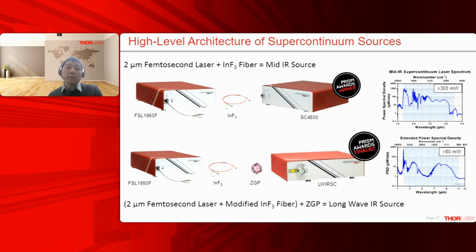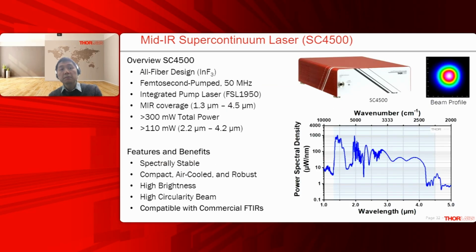In terms of power output, the SC4500 can deliver more than 300 milliwatt output power, and the long wavelength IR supercontinuum can have output power higher than 80 milliwatt. If we look at the details of the SC4500, besides the features I just mentioned, this supercontinuum laser has excellent spectrum stability and brightness and a high circularity beam. The repetition rate is 50 megahertz, which is much higher than the typical data collection rate of commercial FTIR.